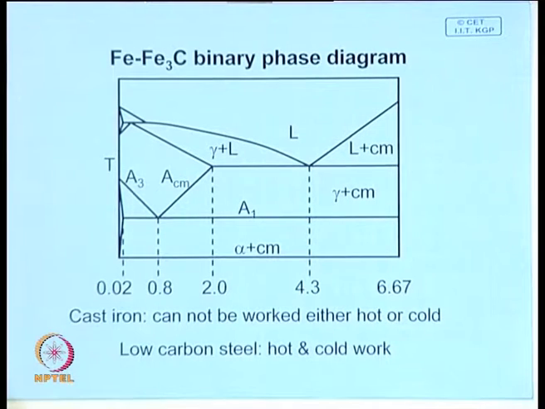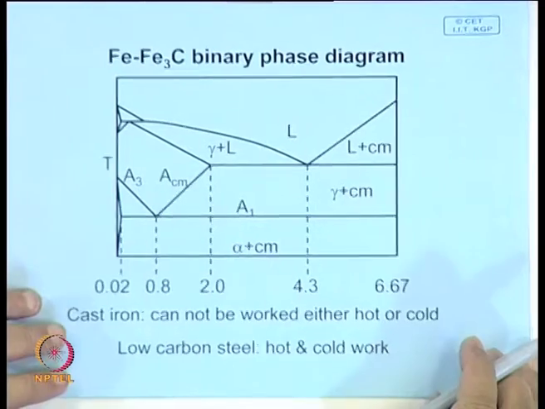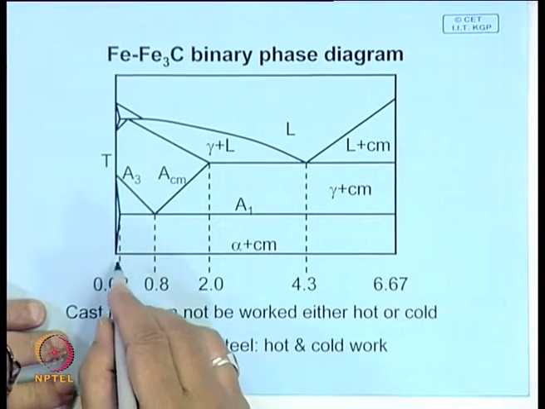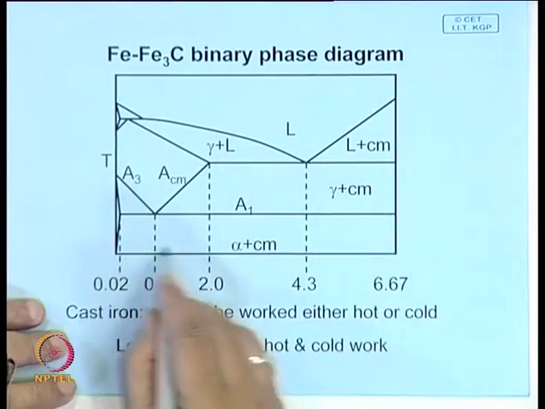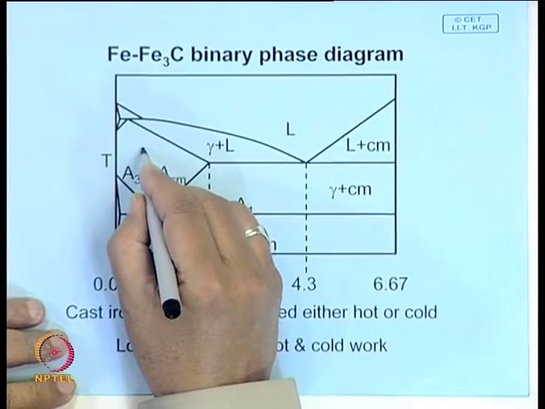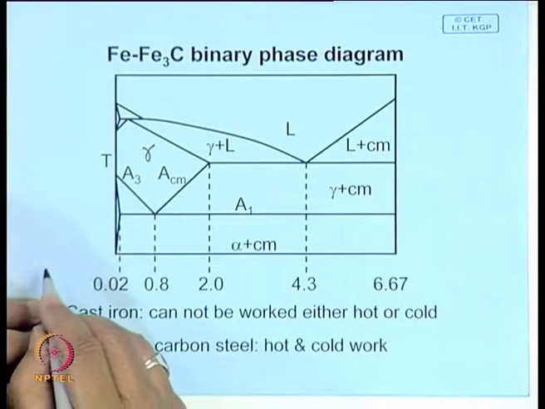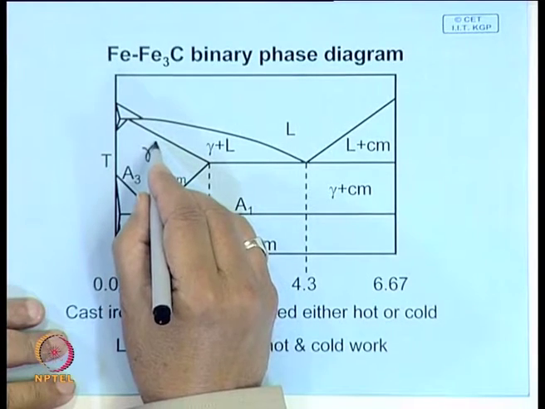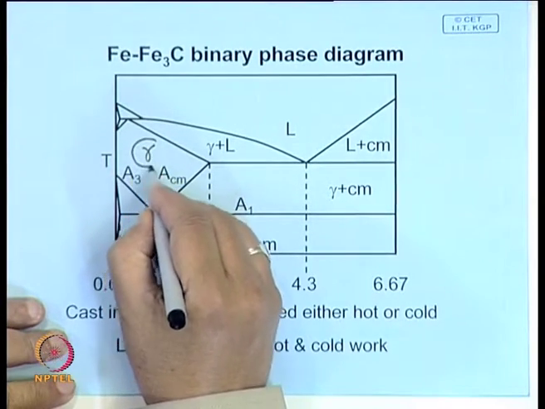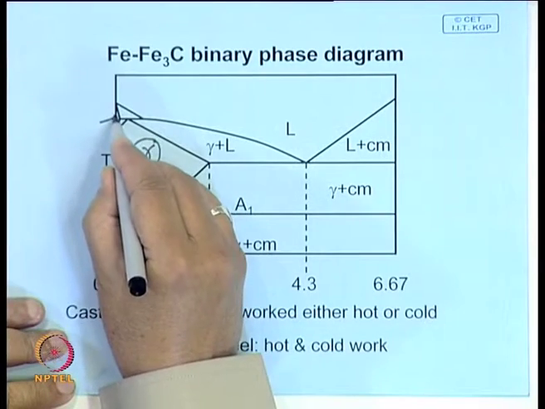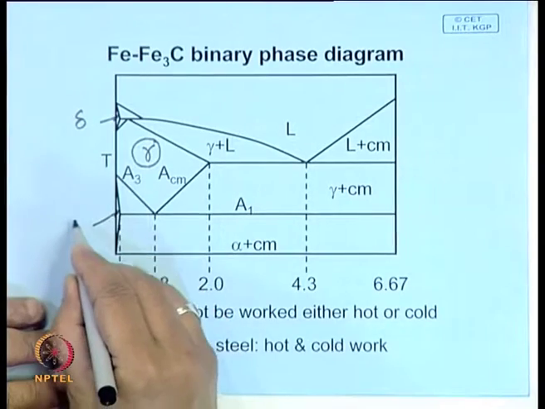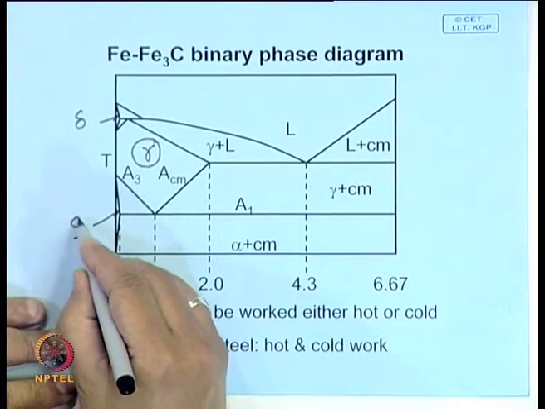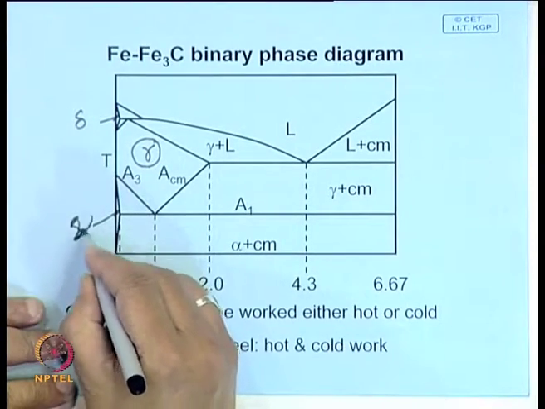Now let us look at the deformation behavior of iron base alloys. This is the iron carbon diagram which you are quite familiar with. Here also you have allotropic transformation. This is the gamma region, here you have BCC iron, and at room temperature you have ferrite, alpha iron.